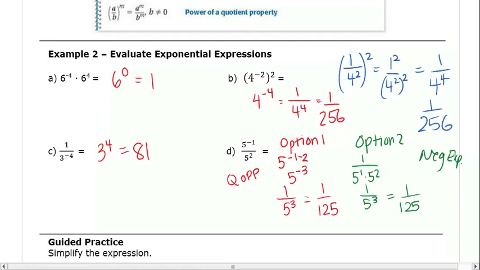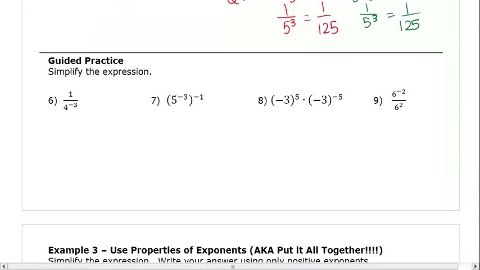Okay, so once again, multiple options for some of these. Okay, just go with what you feel comfortable with. So try your guided practice and play when you're ready.